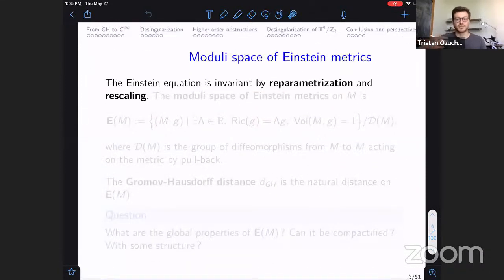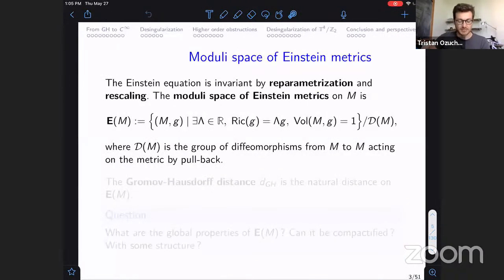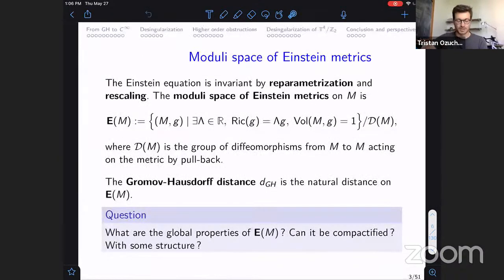So in order to understand the solutions to an equation, often you want to study the set of solutions to the equation modulo some invariances of the Einstein equation by parametrization because they are geometric, and by rescaling because the Einstein constant can change. You can define the moduli space of Einstein metrics as the quotient of the set of Einstein metrics by scaling, by setting the volume to 1, and by the action of the diffeomorphism group. And naturally, we use the Gromov-Hausdorff distance on this space. Now we have a moduli space, a notion of topology coming from the distance.